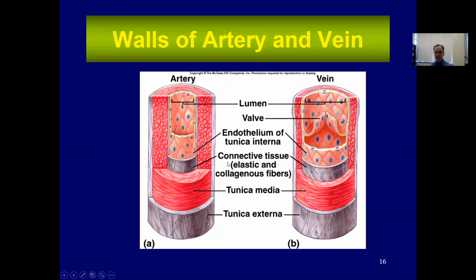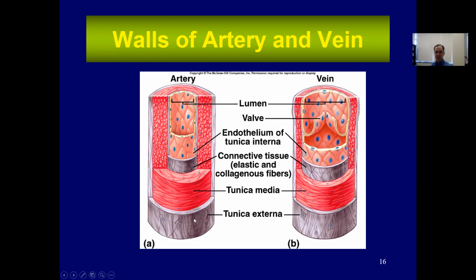You also have the connective tissue, followed by the tunica media. This is smooth muscle cells. You see it's much thicker in the arteries than it is in the vein. It helps with the integrity of the arteries. And the tunica media is going to be important when we talk about atherosclerosis and the fibrous cap. We'll talk more about that later.